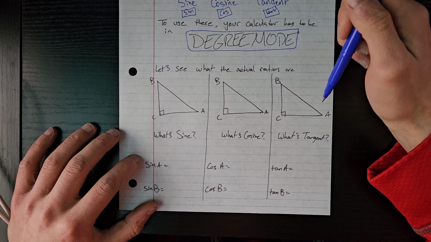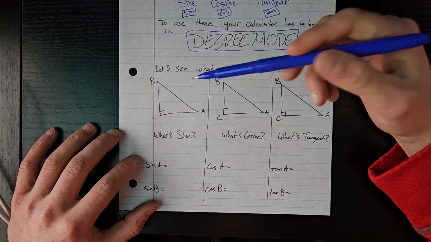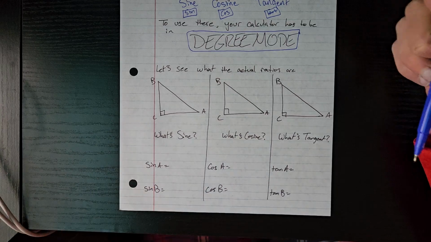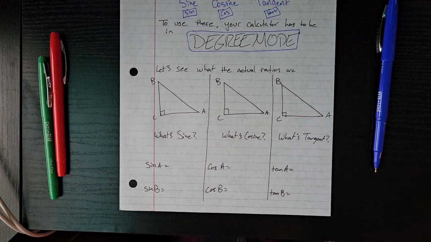Now, I have 3 triangles set up now in our notes. In your note packet, you only have 1. I'd recommend working with 3 because we can start drawing everything out, and it's just going to be a lot nicer if you work with 3.